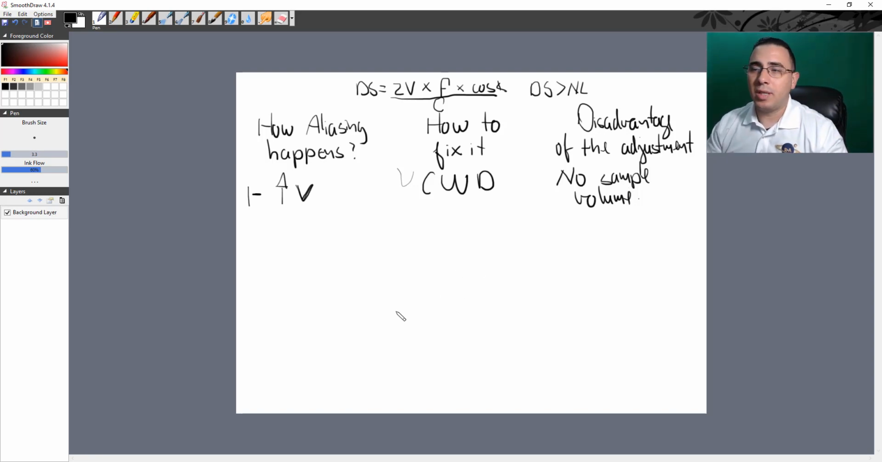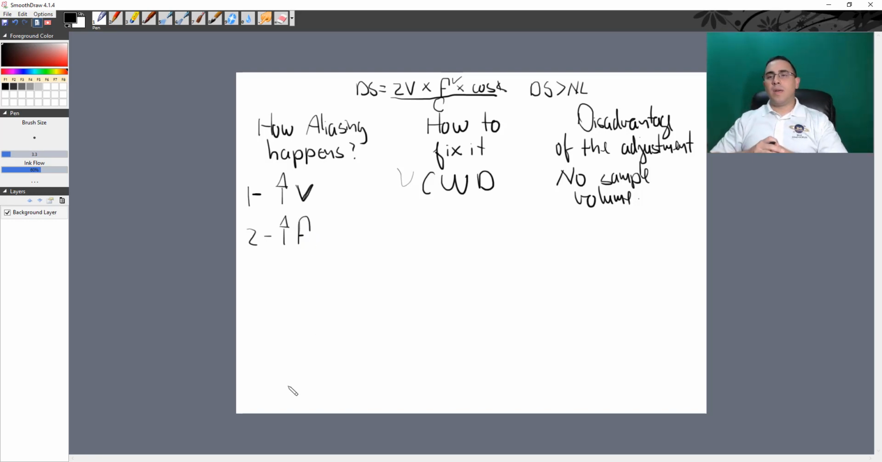So now we will continue breaking down the equation. Next is the frequency of the transducer. If frequency increases, what happens to the Doppler shift? The Doppler shift is going to increase. There will be more chances for this Doppler shift to go over the Nyquist limit, and then we have aliasing.